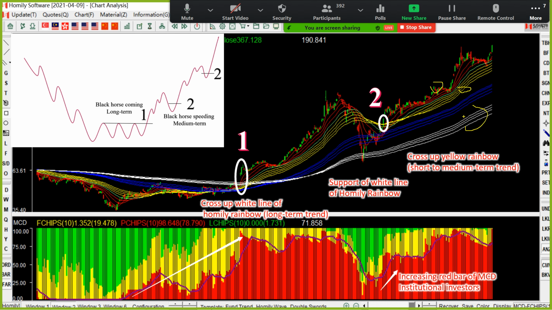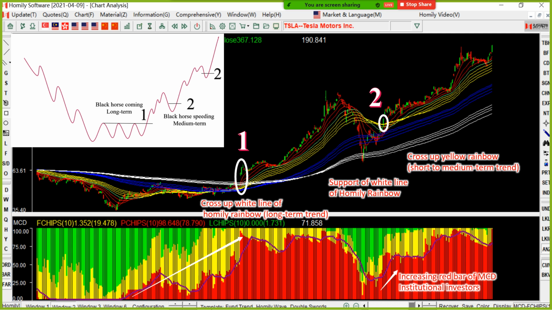It's very simple. I repeat again. As long as your candlestick or your price is above both the yellow and white line, your share is good. It's an uptrend. But as long as your price is below both yellow and white, your share is in a downtrend. If you buy, you need to wait. You need patience, right?